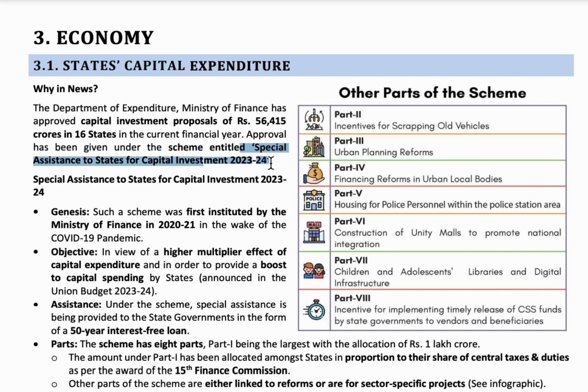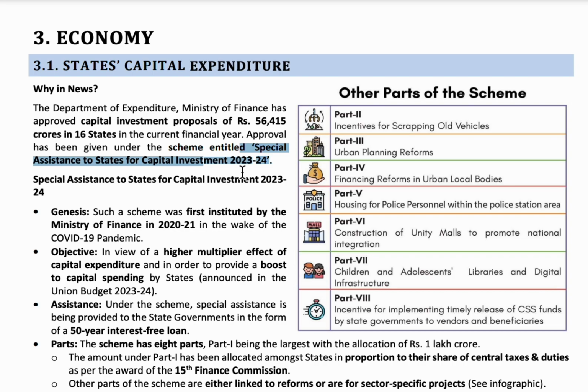Here, special assistance is added to the name because under the scheme the central government will provide a 50-year interest-free loan as special assistance. For 16 states under the Union Budget of 2022-23 and 2023-24, the special assistance is provided to the states. It is launched under the Ministry of Finance. This scheme consists of 8 parts.